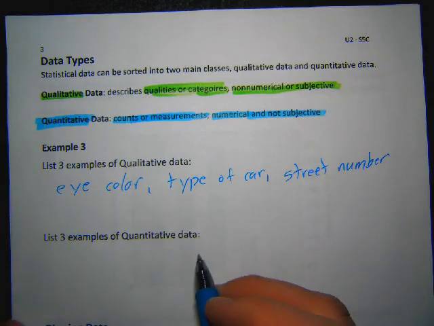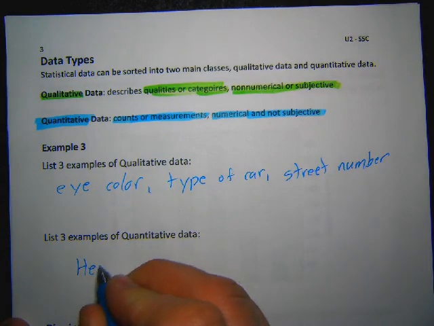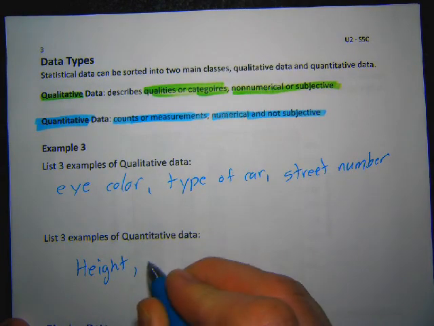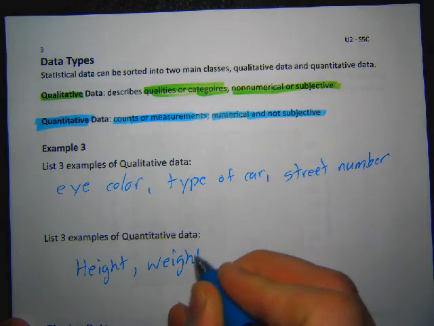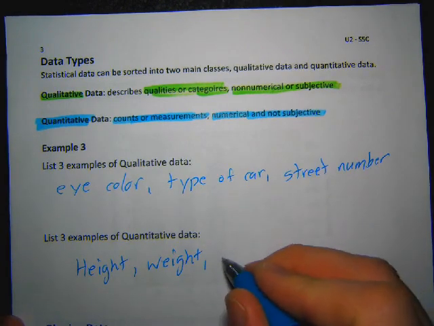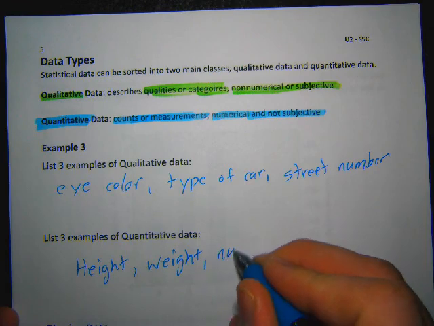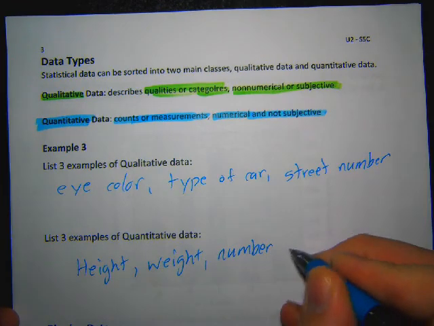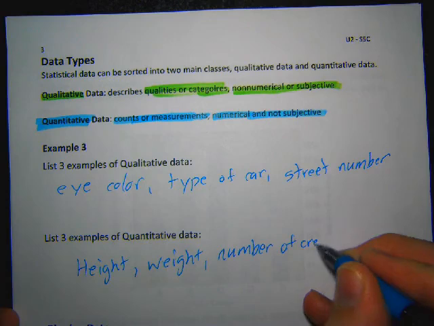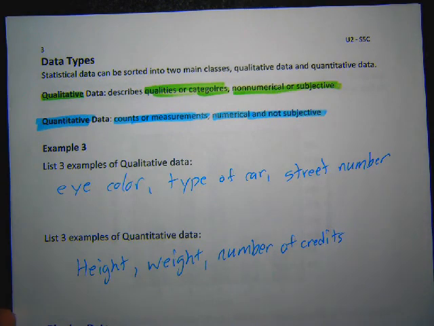Examples of quantitative data would be height, weight. We said the number of credits. So number of credits, because you count how many credits someone has, how many credits they're taking from college courses.